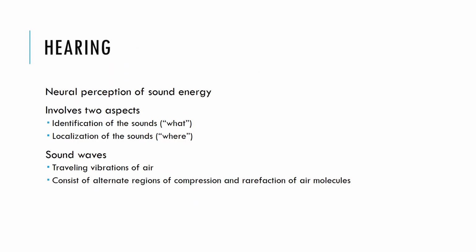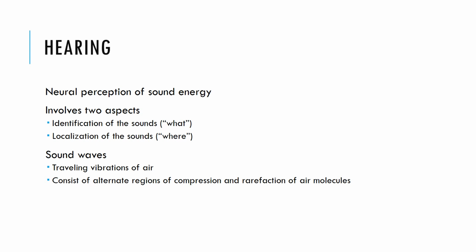For the neural aspects of hearing, we have two different localizations. The first is where the sound is coming from, and then the identification of what that sound is. This has a lot to do with memory and with emotional state as well, and helps to recognize familiar voices or sounds that we've been exposed to throughout our lives.